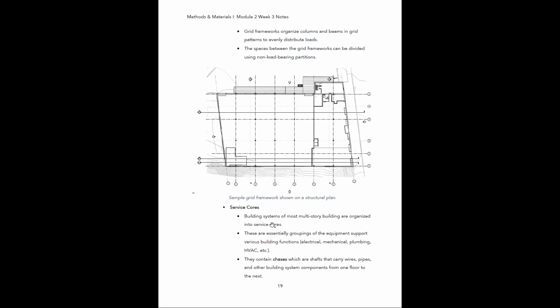But basically, building systems of multi-story buildings are organized into service cores. These are essentially groupings of the equipment that support various building functions. So electrical, mechanical, plumbing, HVAC, etc. You're going to group all these things together in one spot, just for efficiency purposes, like I said. These service cores will contain chases. And a chase is basically a shaft that carries pipes, wires, and other building components, ductwork, things like that, from one floor to the next.